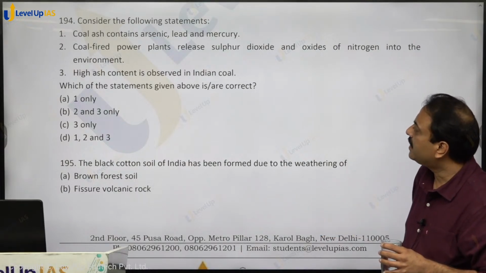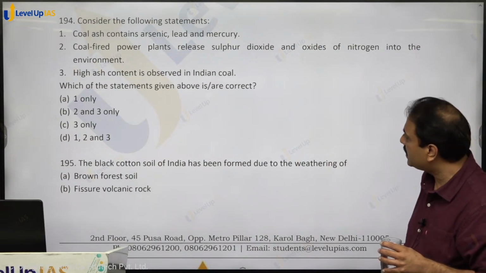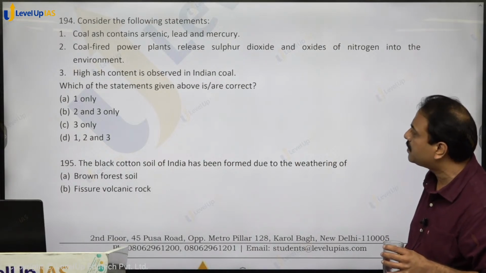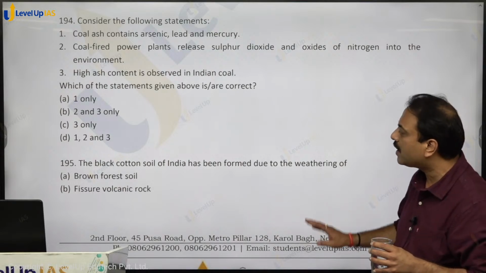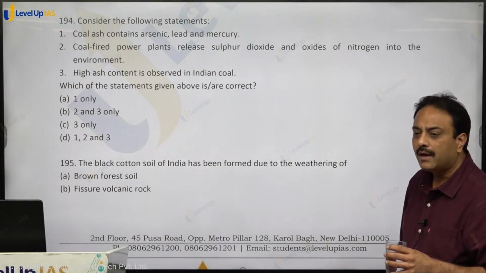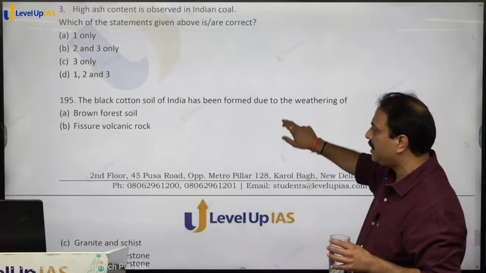Coal ash content contains arsenic, lead, mercury, correct. Statement 2 is also correct. High ash content is observed in Indian coal, also correct. So all are correct. So 1, 2 and 3, option D, D for dog, will be the right answer.